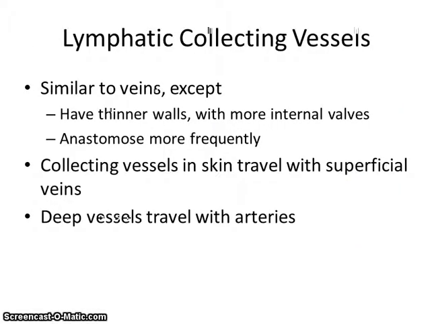So you've got capillaries coming together, and then you've got collecting vessels. They're very similar to veins. Their walls are a little bit thinner, and they've got more valves. That makes sense that they would have more valves because the pressure in there is going to be very low. And so they'll need a lot of valves to keep things moving forward. And they also anastomose more frequently, so they have alternate routes they can take, coming back together.